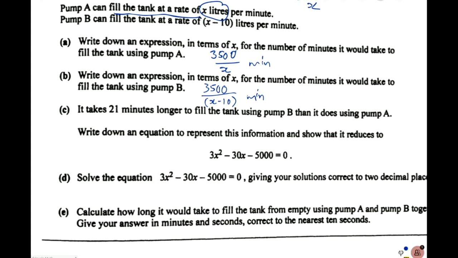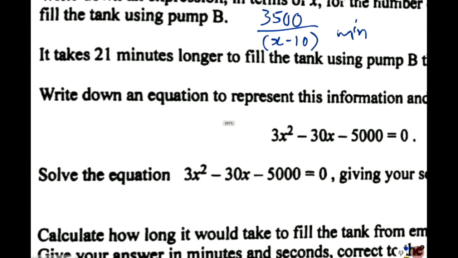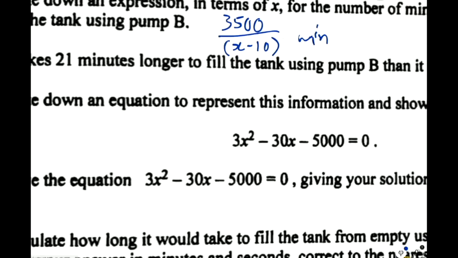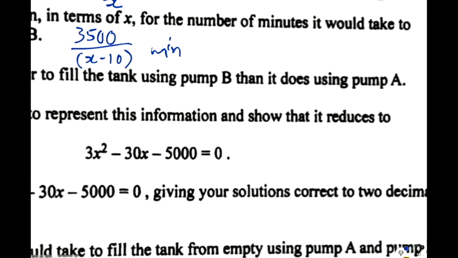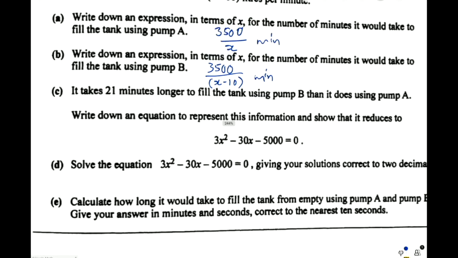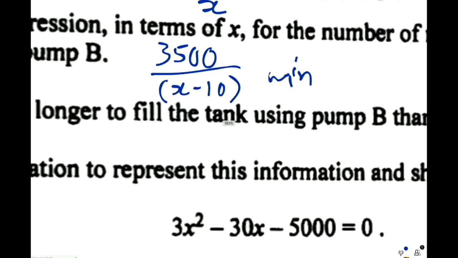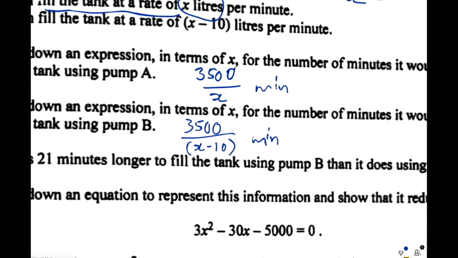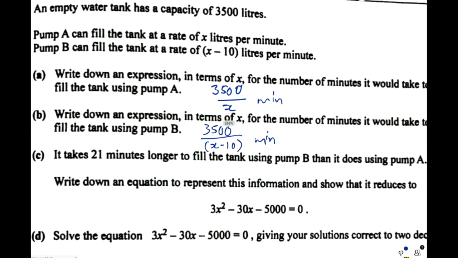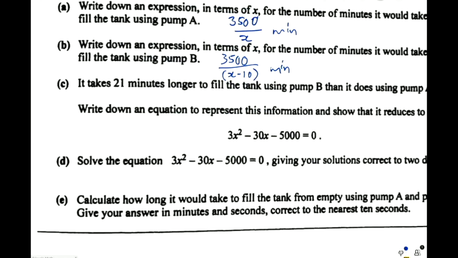Next, part C. Part C says it takes 21 minutes longer to fill the tank using pump B than using pump A. So there is a bit of a time issue now. It takes 21 minutes longer. Which one is longer? Pump B. That means if I take pump B minus pump A, I should get 21 minutes.